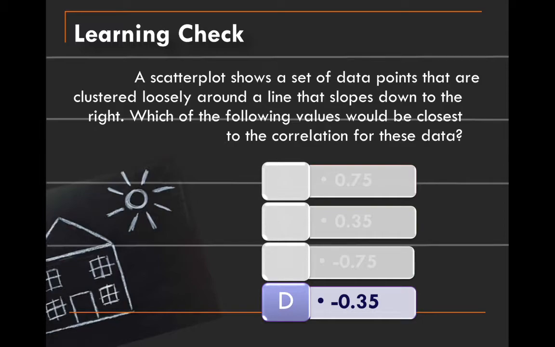Anything that's going to slope down is always going to be a negative correlation, and loosely is going to be like 0.3, 0.4, that kind of stuff. Now if it said clustered tightly around a line, that would be closer to negative 0.75.